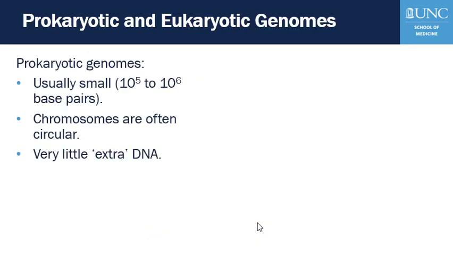So let's first start by contrasting the ways that genomes are organized in prokaryotes like bacteria versus how they're organized in eukaryotes. So in prokaryotes, the arrangement of the genome is pretty simple. There's generally only one chromosome per cell, and that single chromosome contains the entire genome of that species. So the prokaryotic genome is generally small, around 10 to the 5th or 10 to the 6th base pairs. Often the prokaryotic chromosome is circular, but not always. And there's very little of that extra or non-coding DNA.